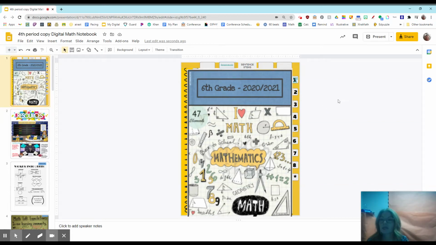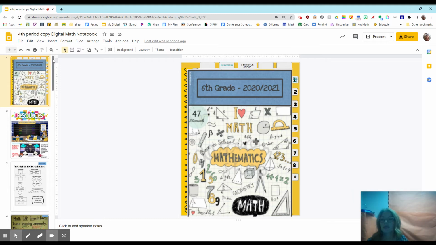Okay, today we're going to be in our math digital notebook. So go ahead and get yours ready. Get a piece of paper, get a pencil, get your calculator, and go ahead and pause the video right now to get your materials ready so you have them.